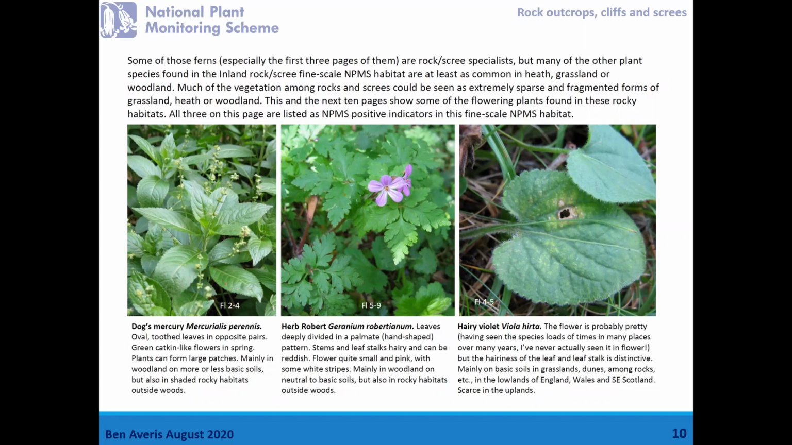And the third one, hairy violet. I haven't got a picture of the flower. I still don't think, even since I wrote that. I wrote this document, by the way, last year, 2020. Even since then, I still haven't seen a flower of hairy violet. But I've seen the leaves of it loads of times.